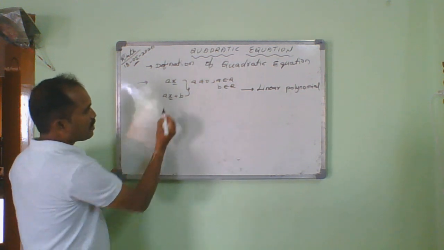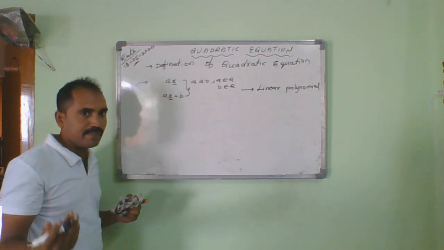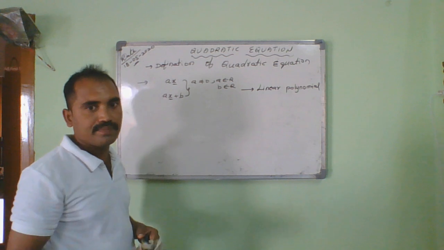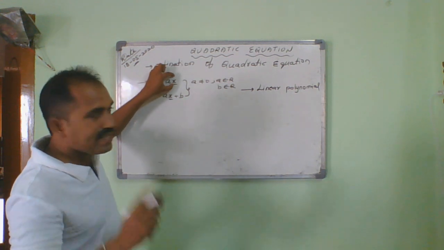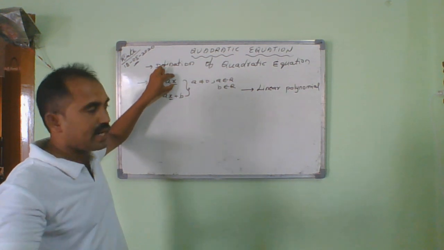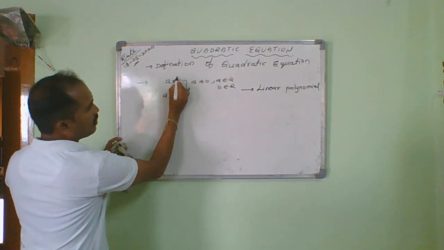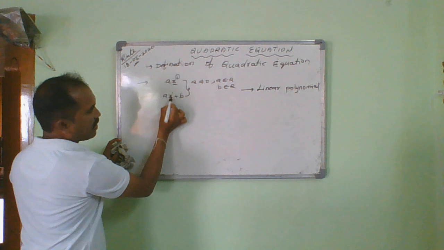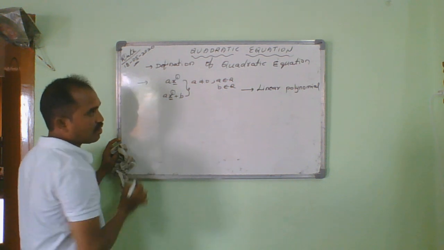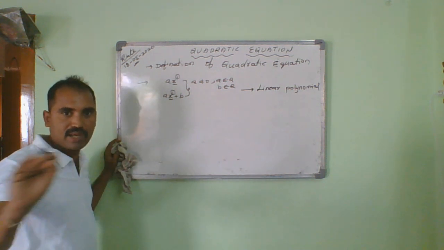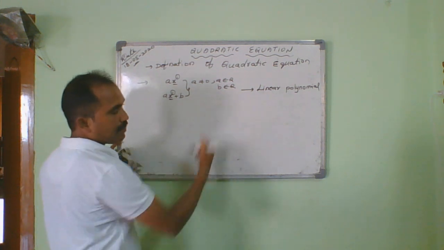So here, if you don't have any power, what will you consider? Because x is only repeated one time, indirectly we have the power 1, x to the power of 1 here. So the highest power of the variable is equal to 1 in the polynomial, so the polynomial is called a linear polynomial.